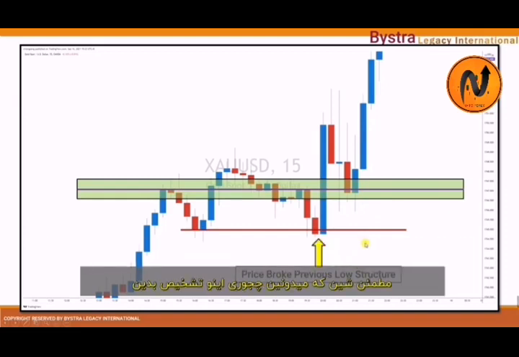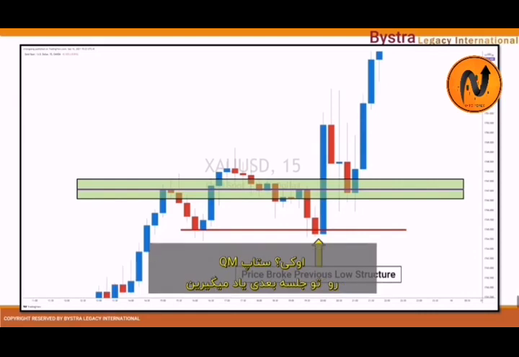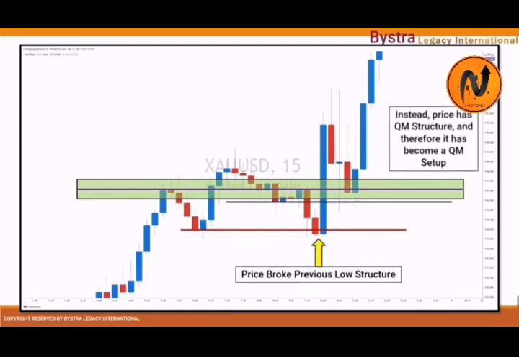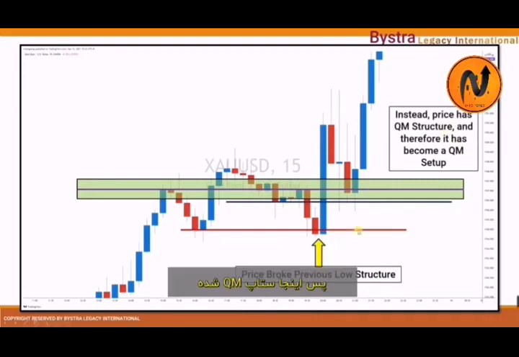Alright guys, so make sure you do know how to identify this. Okay, the QM setup you will learn at the next class. Okay, so here it has become a QM setup.